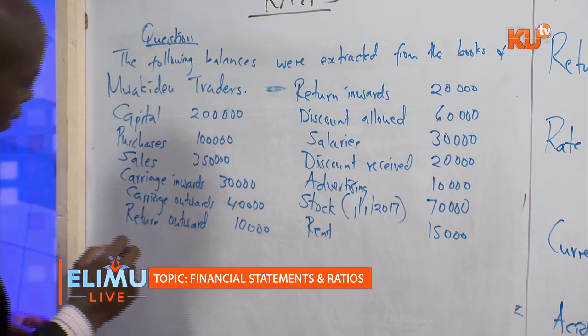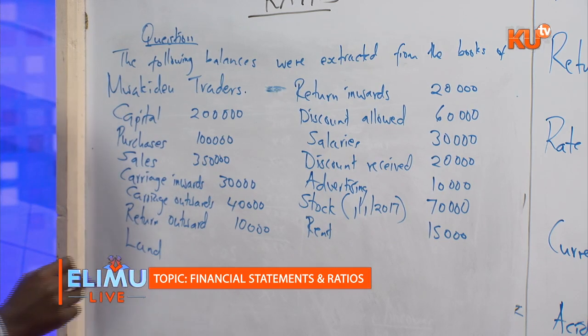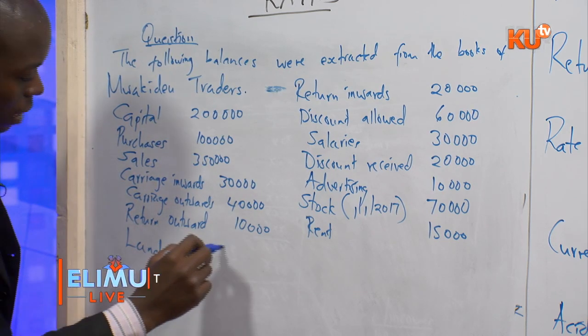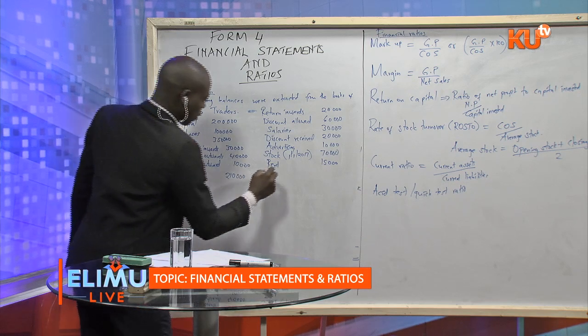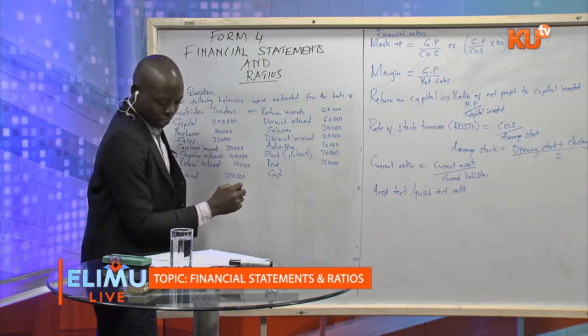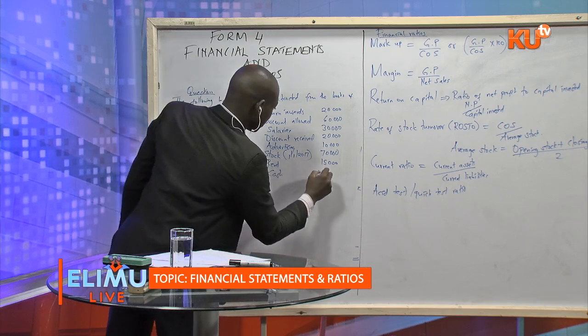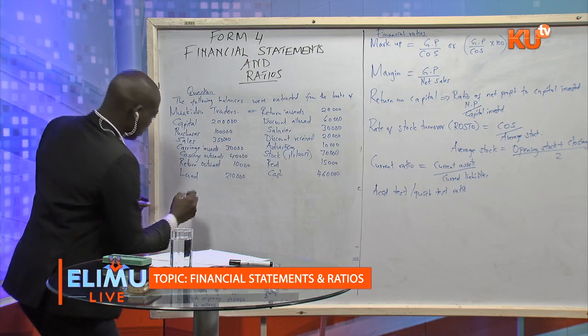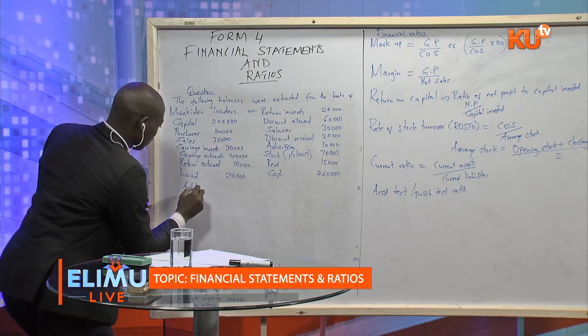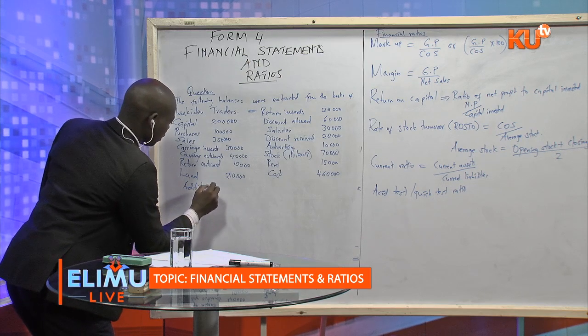We have land. The record for land is also given, that is 210,000. And then we have the record for cash given as 46,000. Further, you are told additional information is also given.